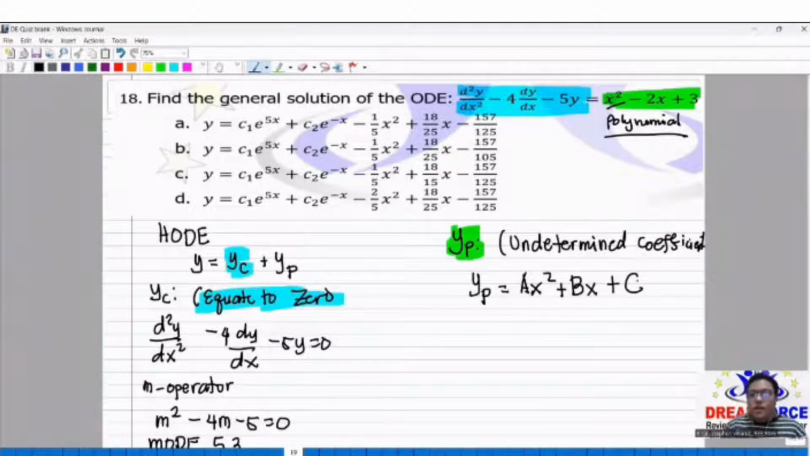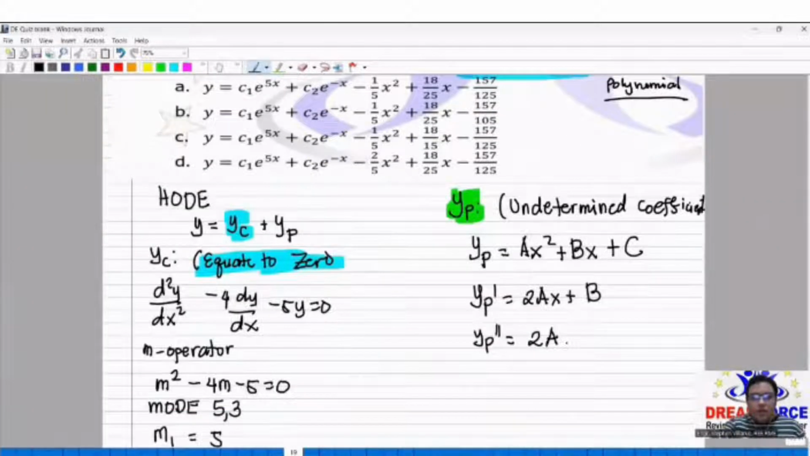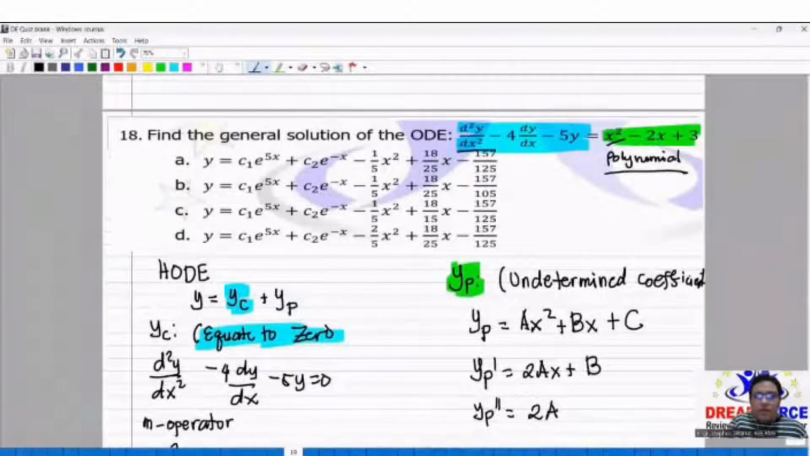Okay, then kunin lang natin yung hanggang second derivative. Okay, second derivative, so yp prime is equal to 2ax plus b. And therefore, yp double prime, kunin natin yung second derivative, so that is 2a na lang. Okay? So, anong gagawin natin dito? I-equate natin siya saan? Sa ating mga derivative dito sa nauna.